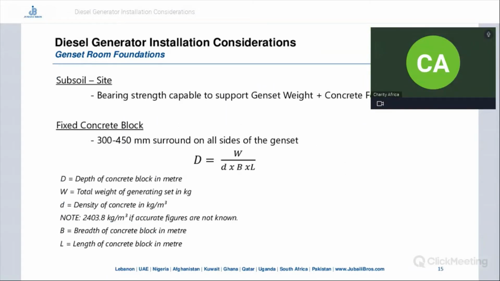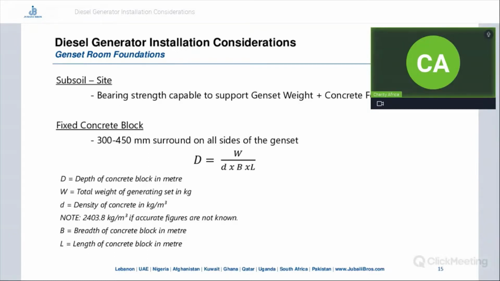The subsoil site must have bearing strength capable of supporting the total genset weight plus the concrete foundation pad. Use a fixed concrete block, 300 to 450 mm round on all sides of the genset. If the bearing strength of the subsoil is in doubt, advice should be taken from a qualified civil engineer to enable the type and size of concrete foundations to be determined. The fixed concrete block method is the proven effective method in genset installation.